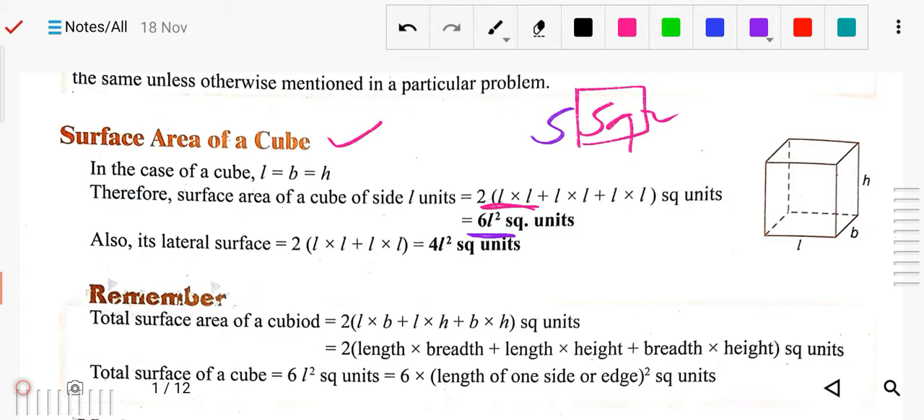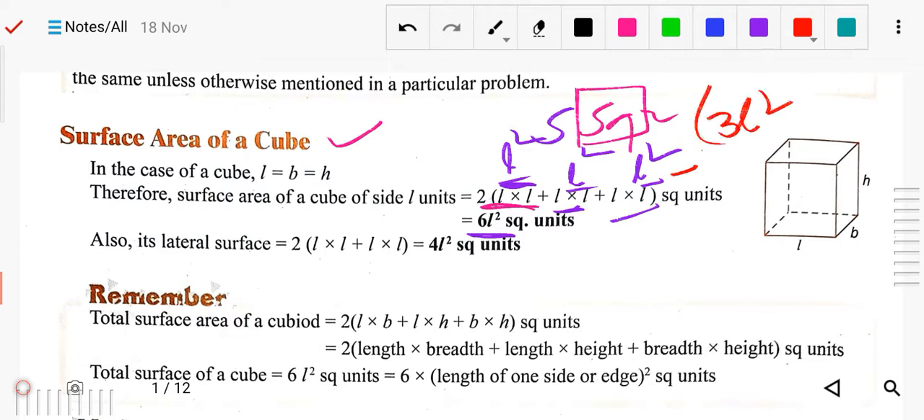Here you can see this L into L is nothing but L square. Here also L into L is L square. Here also L square. So how many times is L square there? 3 times, so this is 3L square. And outside of the bracket there is a 2, so it will also be multiplied by 2. So 3 into 2 is 6, and this is L square.